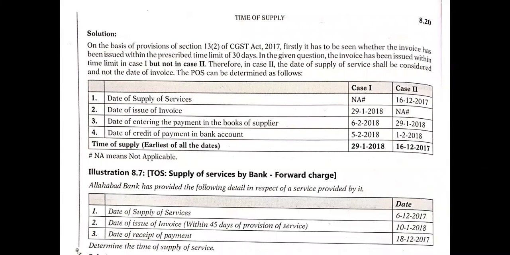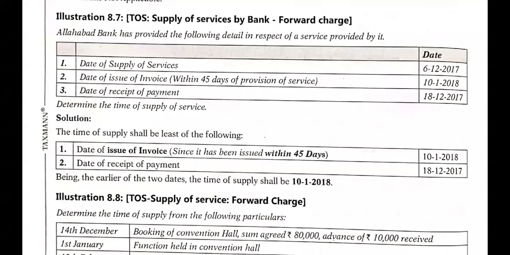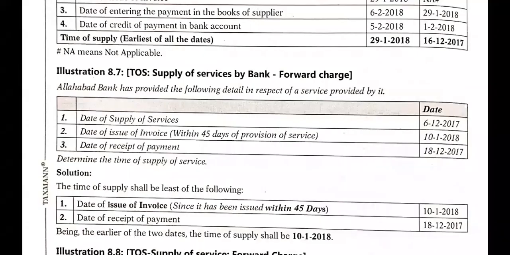Okay, in case number 1, where he bought certain goods, it is 29/1/2018, and in case number 2 it is 16/2/2017. So whichever was earlier of all the dates, that was treated as the time of supply, even in this case also. Okay, next problem we'll see: the supply of services by bank or forward charges.